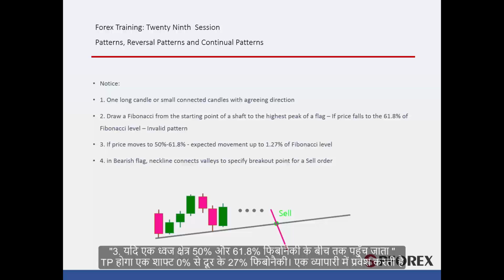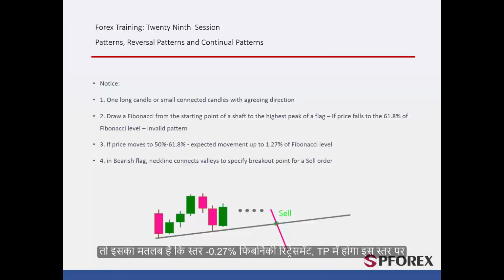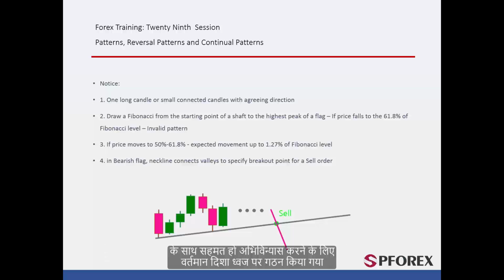If a flag reaches the region between 50% and 61.8% of Fibonacci, TP would be 27% of the shaft away from 0% Fibonacci. It means if a trader enters the minus 0.27 level in Fibonacci retracement, TP would be on this level, in agreement with the current direction that the flag has formed on.